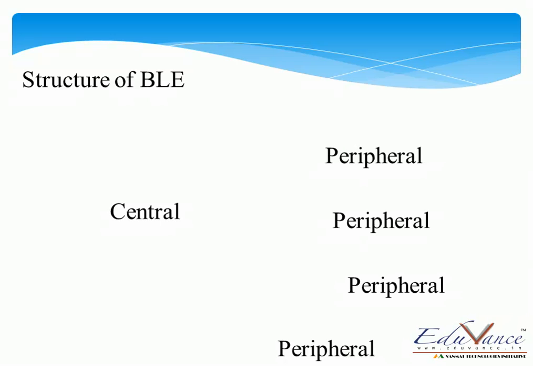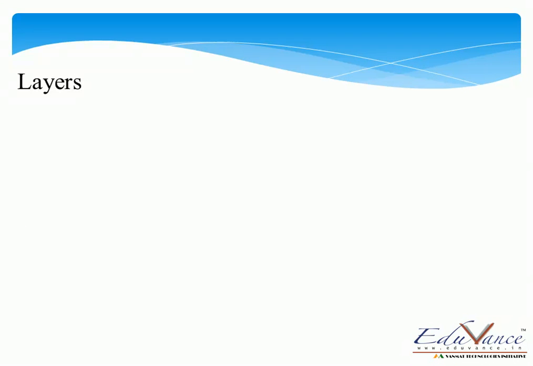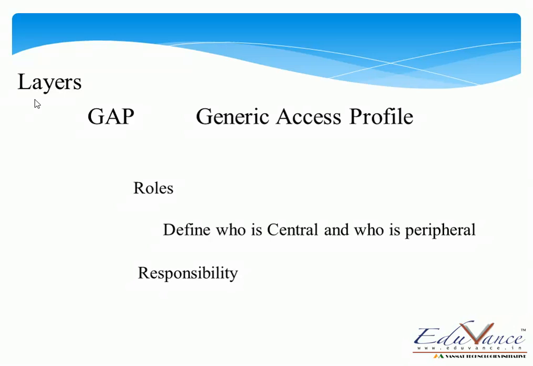Now the structure of BLE is divided into certain layers. Every layer has a specific job to do. So the first layer that we are going to encounter is the GAP layer, also called the Generic Access Profile. Every layer has certain roles and responsibilities. The role of the GAP layer is to define which device is central and which device is a peripheral, and the responsibility is to establish and maintain a connection.